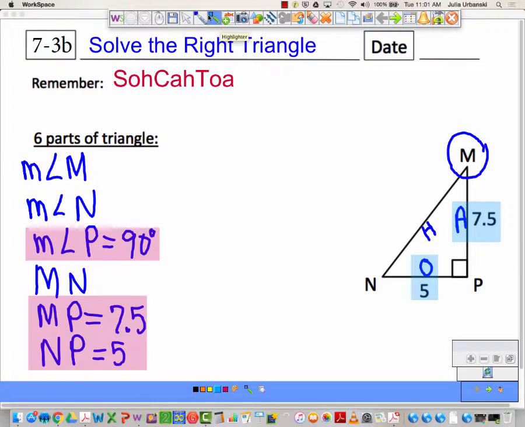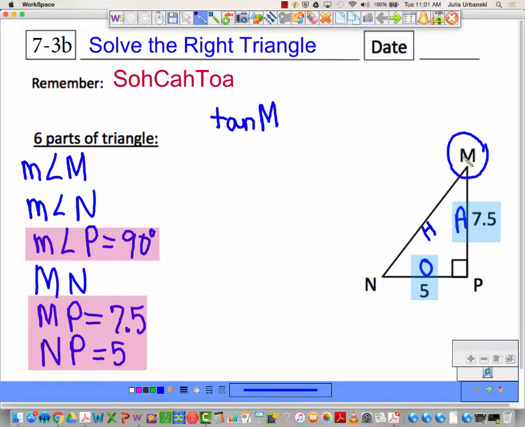O and A makes what word? Tangent. So write this with me. The tangent of the focus angle, since I don't know any degrees, I'm going to write M. The tangent of the focus angle, M, equals the opposite, O goes before A, the opposite 5 over 7.5.